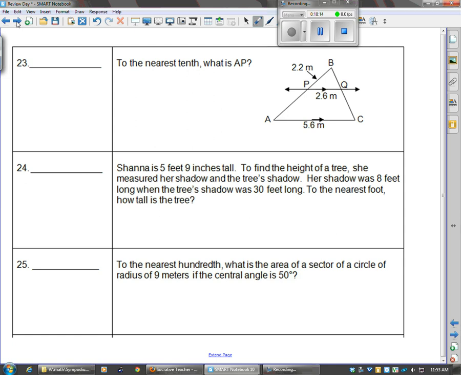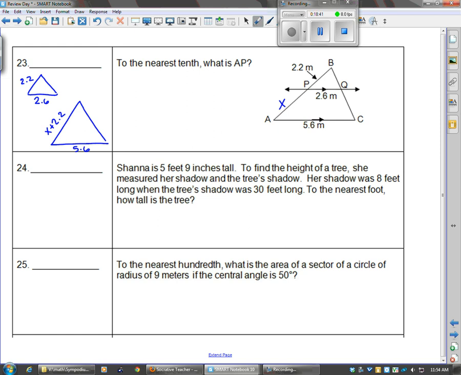These are all proportion problems. Number 23 says to the nearest tenth, what is AP? Well, if that's what I'm looking for, I'm going to call that X. Then I am visual, so I need to draw two separate triangles. My little triangle has a side of 2.2 and a base of 2.6. My bigger triangle has a side of X plus 2.2 and a base of 5.6.